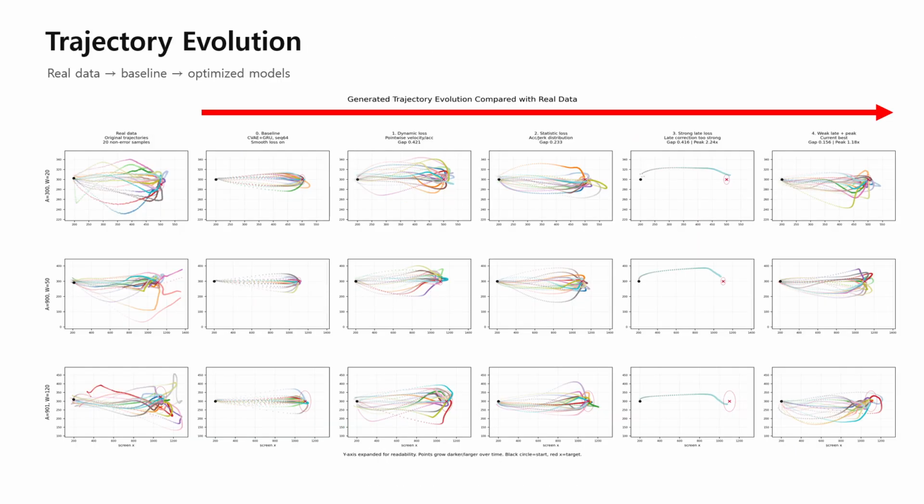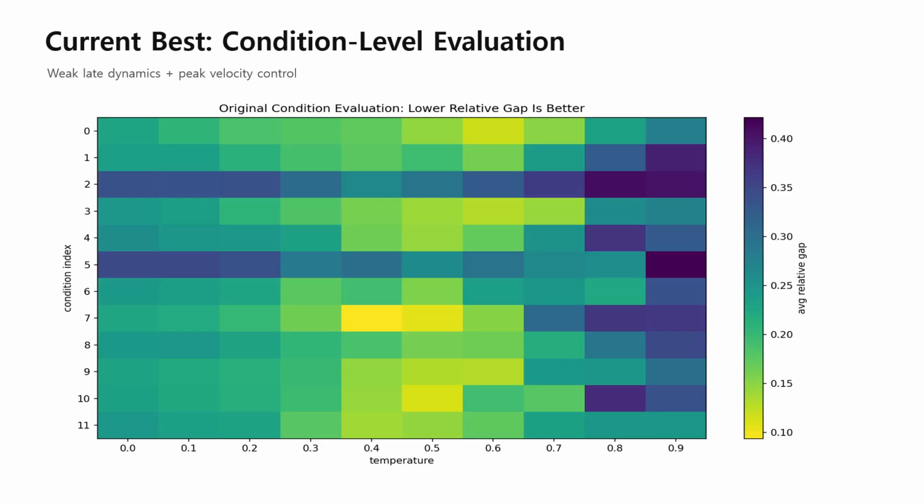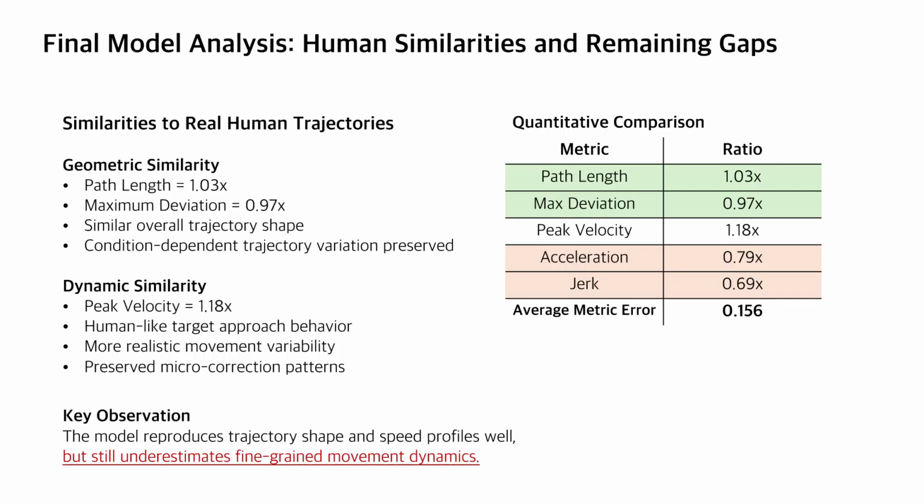So this is our trajectory evaluation. This is our heat map, which shows how closely generated trajectories match real trajectories across original task conditions and sampling temperatures. A lower gap indicates better similarity to real mouse behavior. So our temperature of 0.5 looks like the best condition.